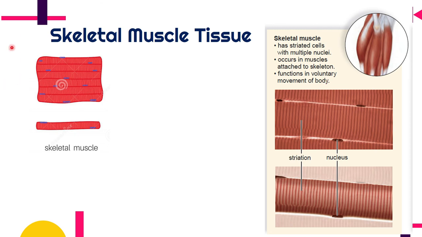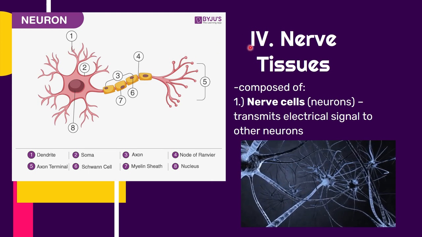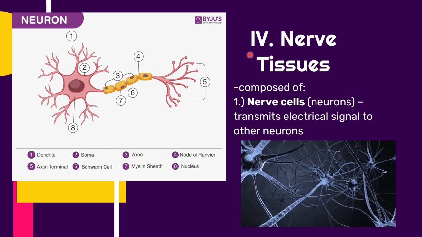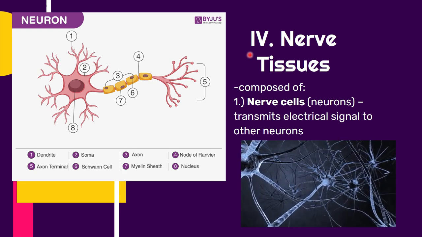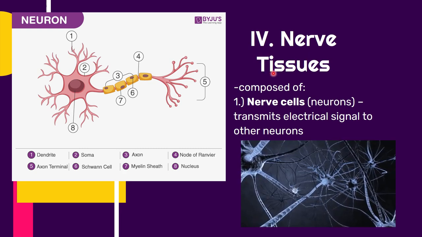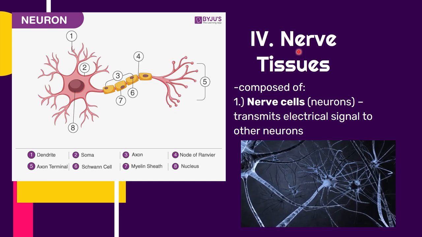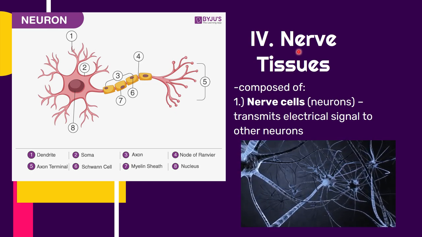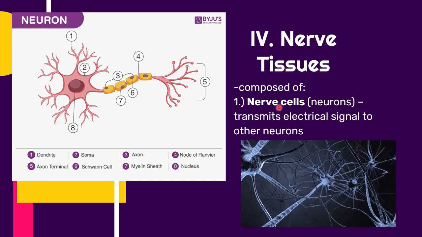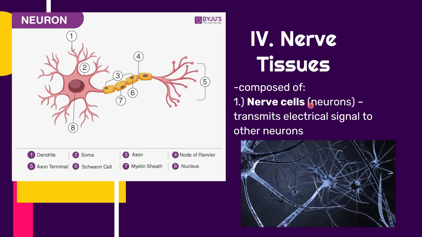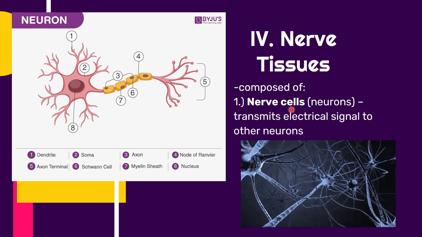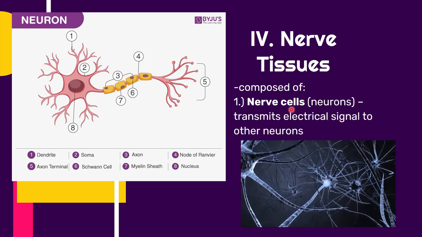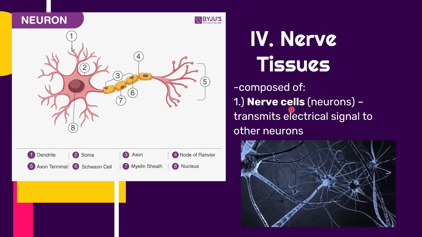Okay, now we are done with the muscle tissues. So now let us proceed to our fourth main type or main class of animal tissues. We have the nerve tissues. So nerve tissues are composed of, number one, the nerve cells, or also known as the neurons. Okay, so before we talk about neurons, you have an idea how our nervous system works, right?